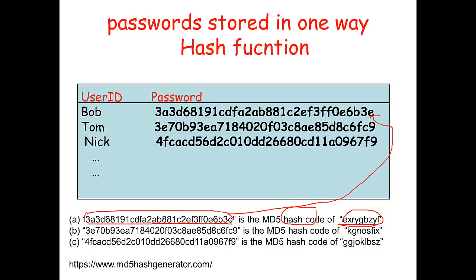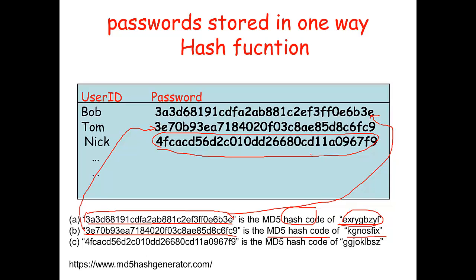The same for Tom's password. I don't store the password here. I store the password's MD5 hash code, which is this one. So we store the hash code here. For Nico, the same. Also, we store his hash code. So this is the hash code we store in the file. So even if Bob, Tom, and Nico can access the computer, they don't know other people's passwords. They just know the password hash codes.